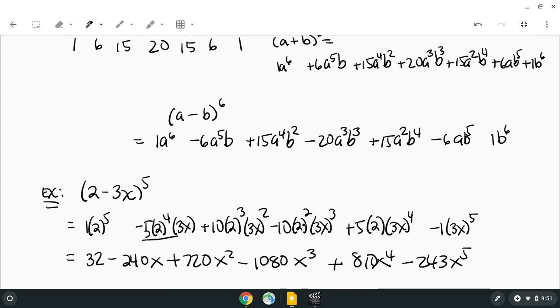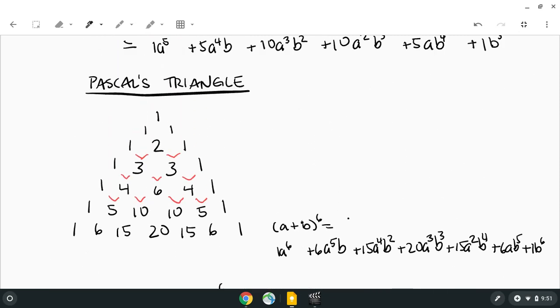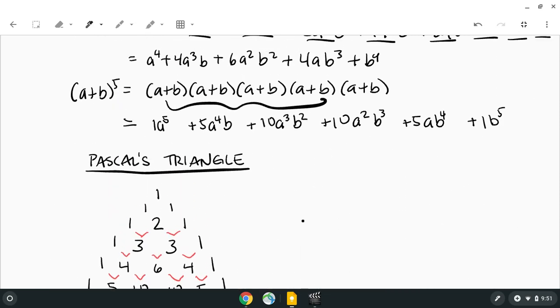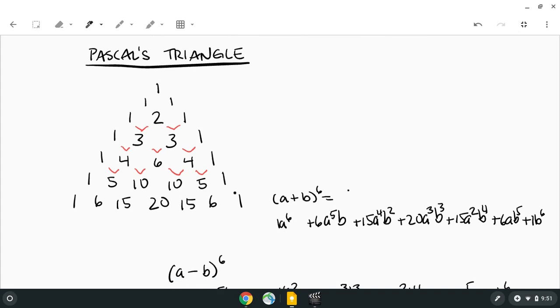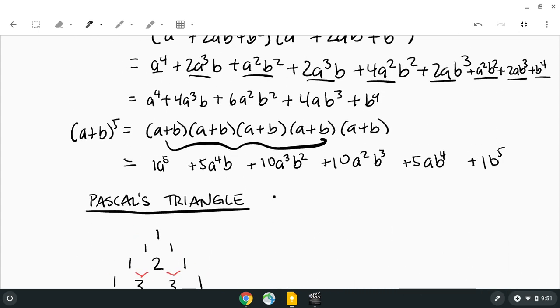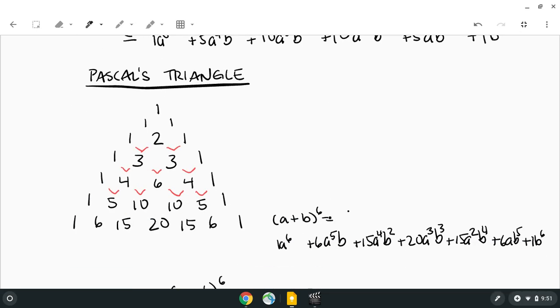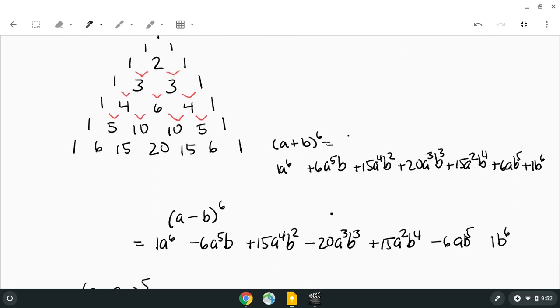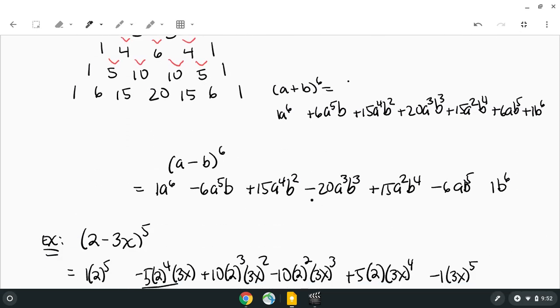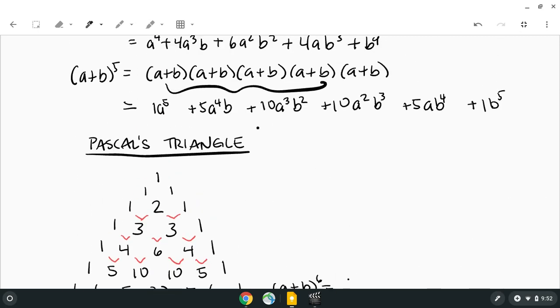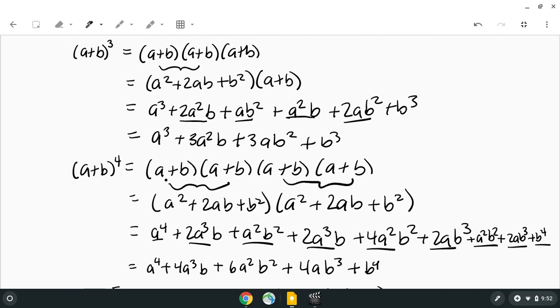This is Pascal's triangle. This is one way to expand binomials. It's faster than doing it all by hand, right? But I would say the binomial theorem is probably a little bit faster, unless you have these small exponents. Then this is relatively quick too.